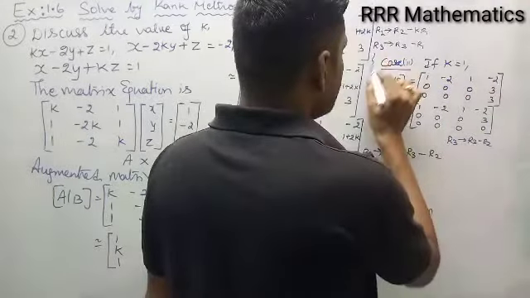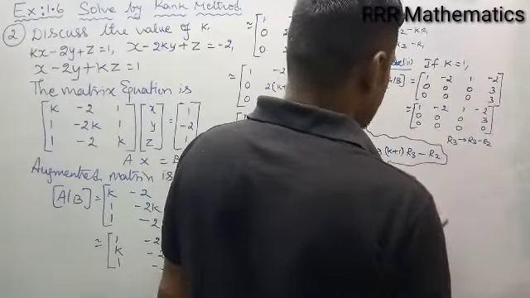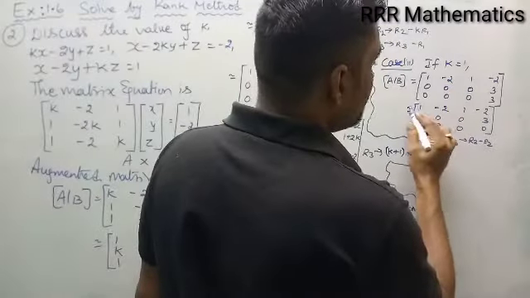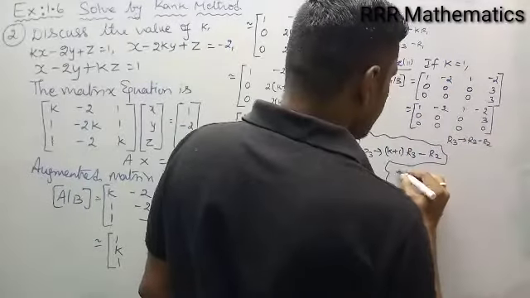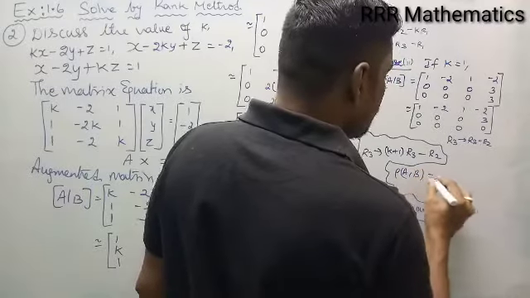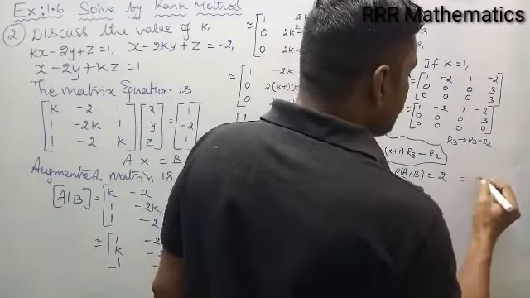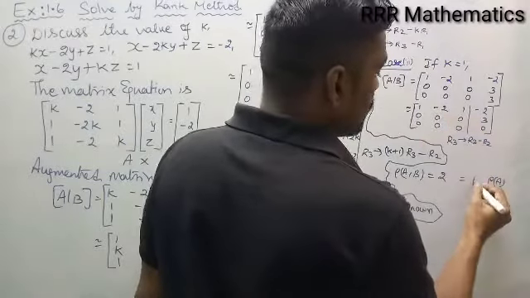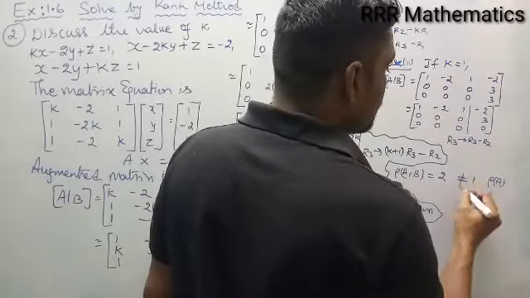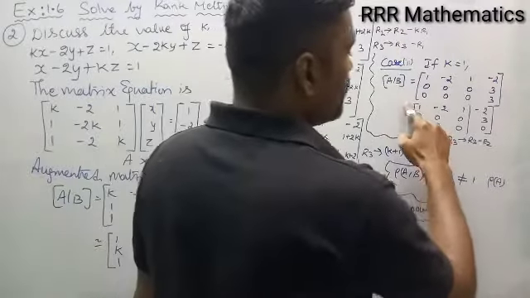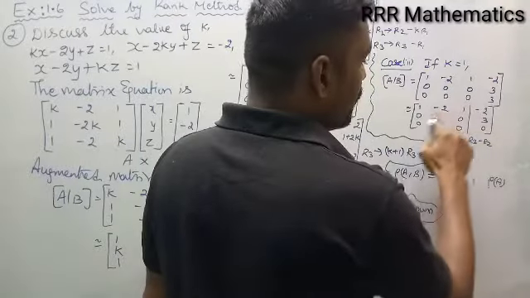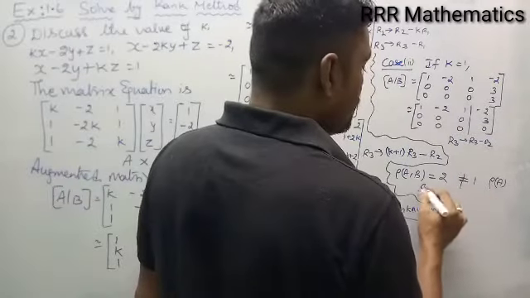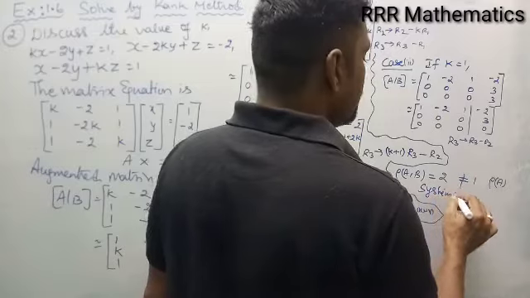So in this case, the rank of A comma B will be 2. And the rank of A is 1. So these two are not equal. Rank of A comma B is 2, and rank of A, only for the first three columns, gives rank 1. So these two are not equal. System inconsistent.